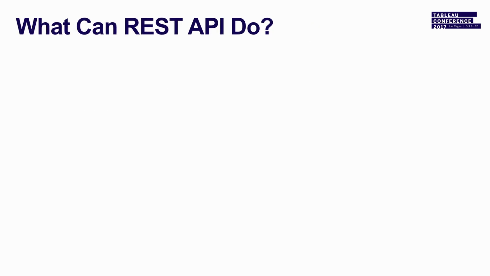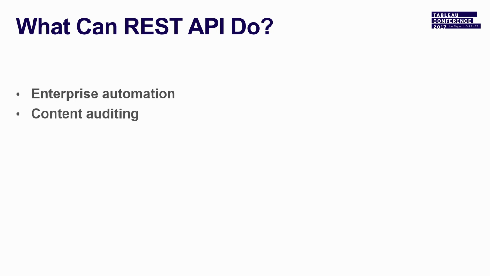But before that, let's talk about what the REST API can do. So, of course, the REST API fits into a lot of scenarios, and here are just a few examples. We can use it for server automation, so the server admin doesn't have to manually hard code thousands of users' permissions on your Tableau Server. You can also use the REST API for content auditing, like to ask questions like, how many users are actively publishing new workbooks? Or how many workbooks are there under this project?